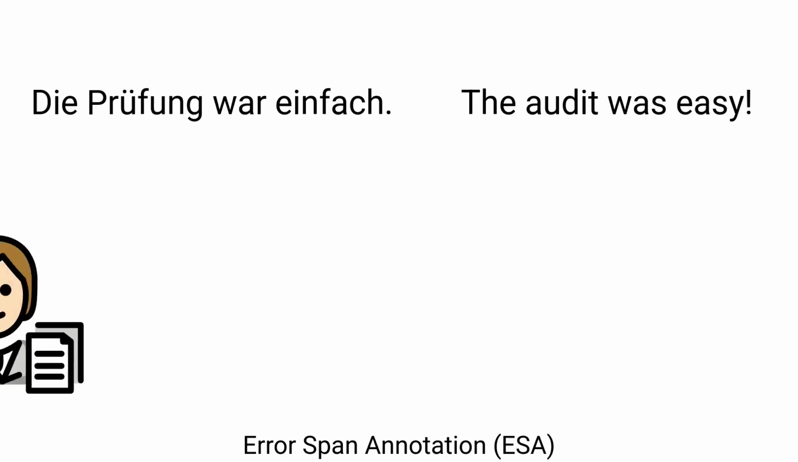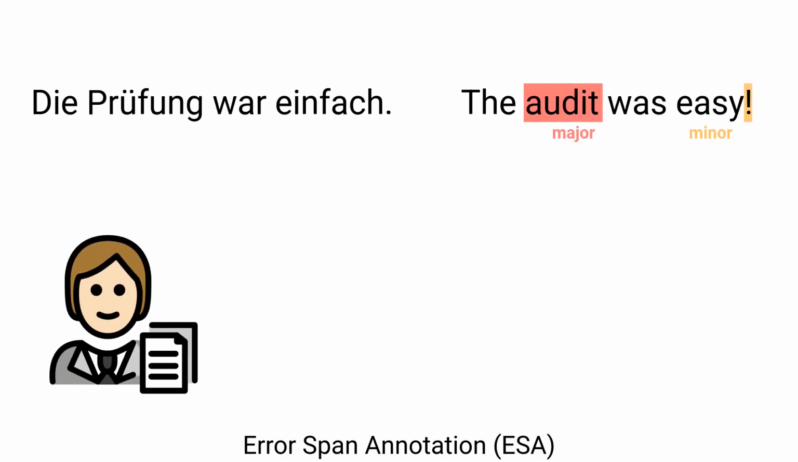For the latest WMT general shared task, we created a new protocol called error span annotation, which bridges components from both of these. Here's how it works. First, annotators highlight errors in a translation. Each error is marked as either minor or major, similar to MQM, but without the error categories. Then they provide an overall score, similar to direct assessment.